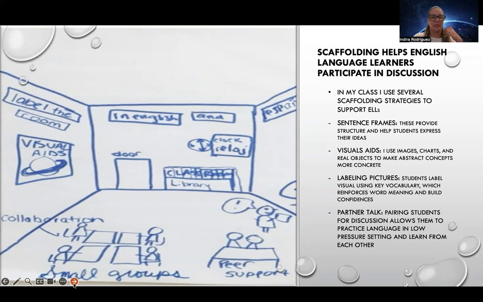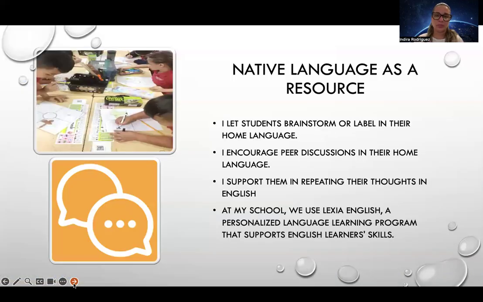I also use, as I said before, partner or peer support. Pairing students for discussions allows them to participate in their language in a low pressure setting and learn from each other. Sometimes when students are learning a new language, they feel embarrassed to share their ideas or thoughts in front of a lot of people. So in my experience, I think they feel more comfortable sharing with just another student, better than in front of the whole classroom.